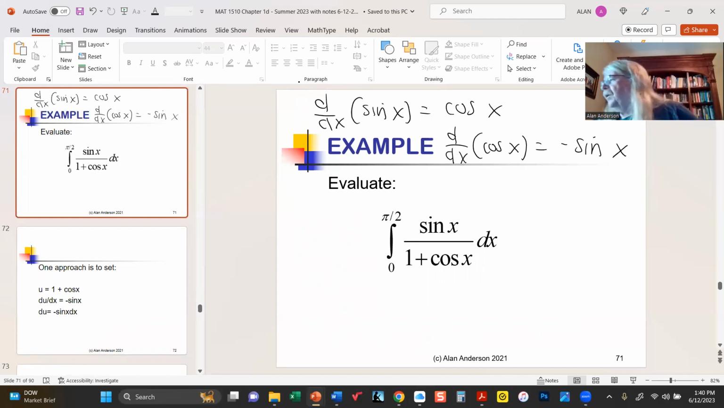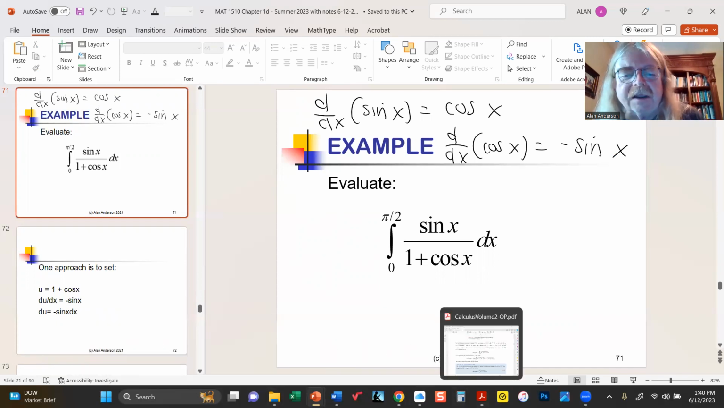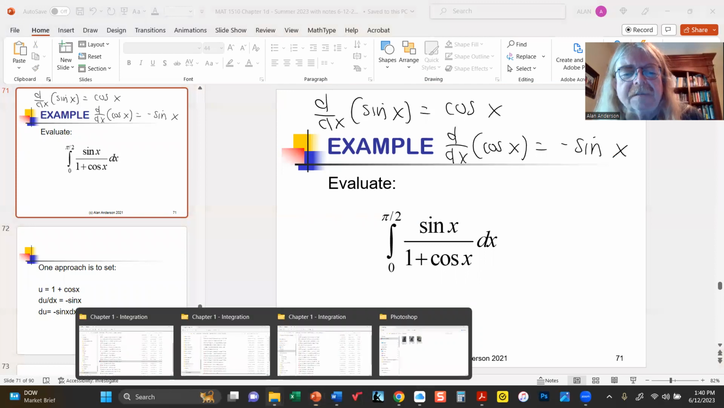The trig derivatives. There's a few that will be very, very helpful. These two in particular. Now, I'm sure the book has a chart of these. In fact, why don't we go get it and look at the chart? Let me go find the book.